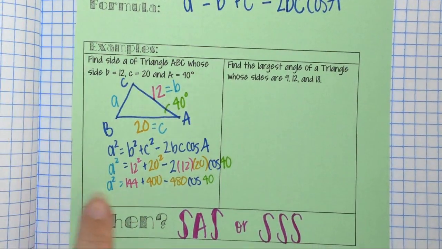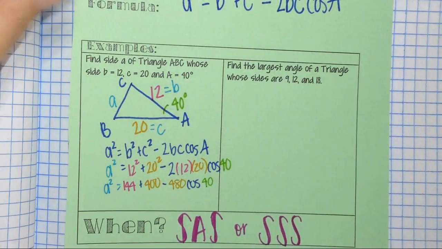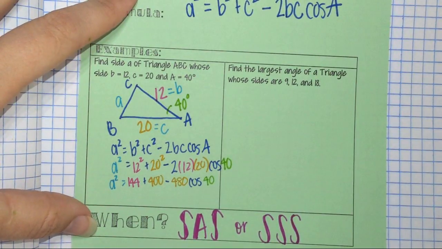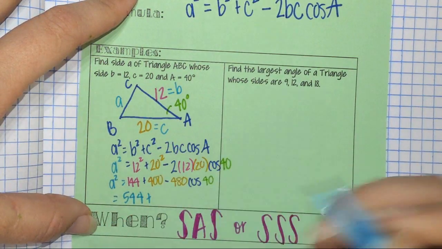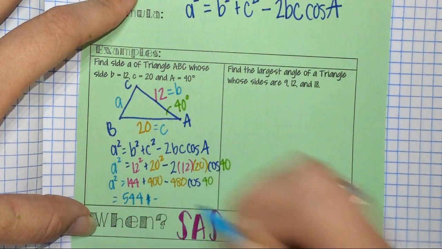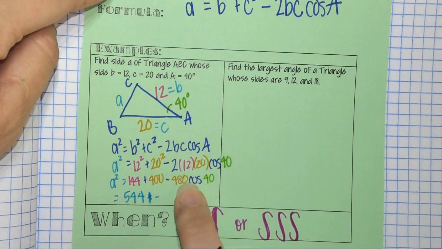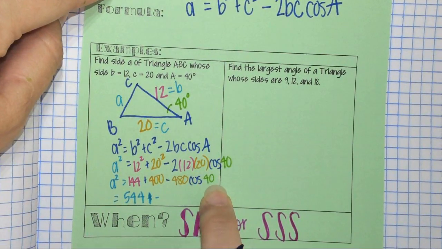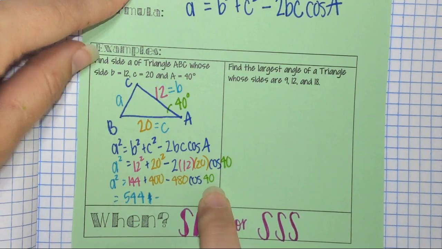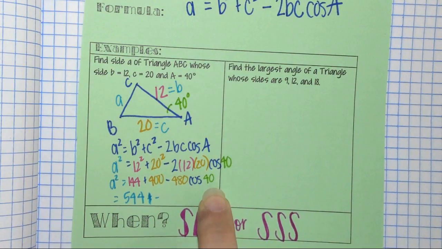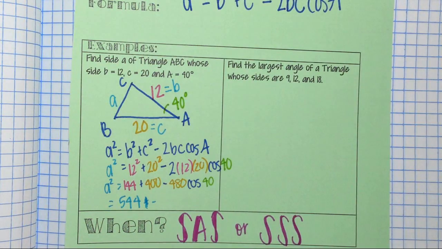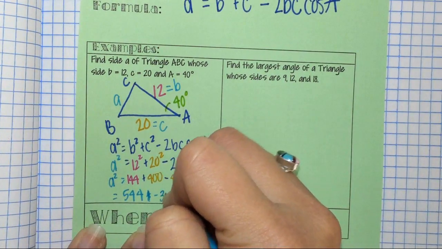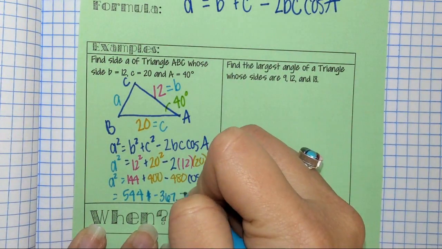All right, now work it out from left to right. What's 144 plus 400? Minus 480. Oh, minus, Blair. Now, it's not minus 480. It's minus 480 times the cosine of 40. So we need to multiply this together first. So on your handy dandy calculator, do 480 times the cosine of 40. Round to the nearest tenth. 367.7. Awesome.